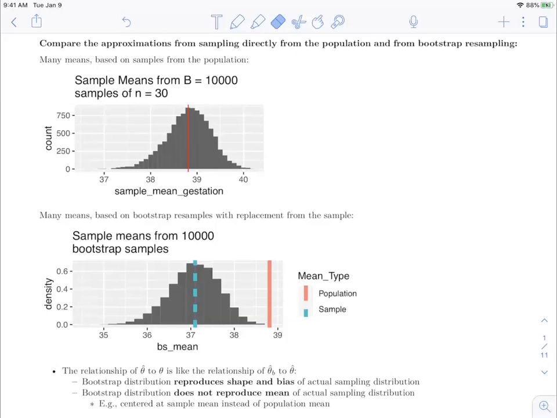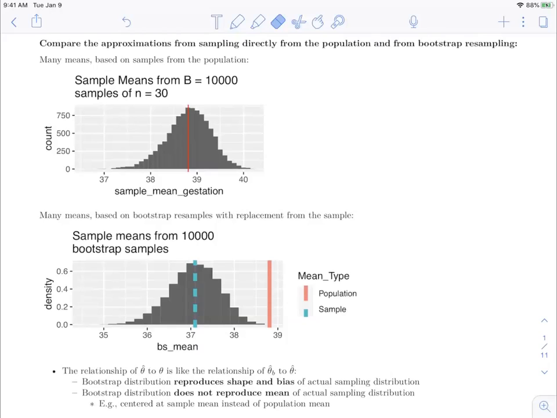estimate of the sampling distribution by repeatedly sampling with replacement from our original sample. So here's the histogram showing those sample means from 10,000 bootstrap samples. And we said that it has the same general characteristics as the actual sampling distribution in terms of spread and shape, but it's different in terms of location. And so where the actual sampling distribution is centered at the population mean, the bootstrap approximation to that sampling distribution is centered at the sample mean, the mean of our original data sample.